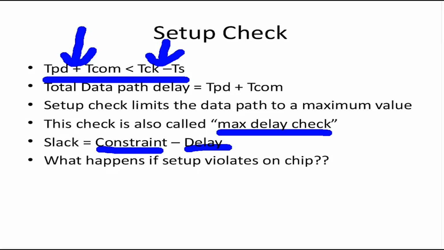Again, now let's look at this equation from the corner STA point of view. What happens at the worst corner? At the worst corner, TPD is more, TCOM is more, TCK is fixed. It's the performance thing.